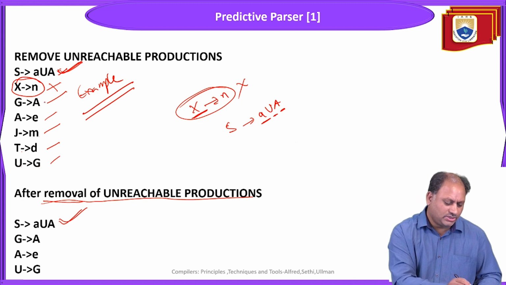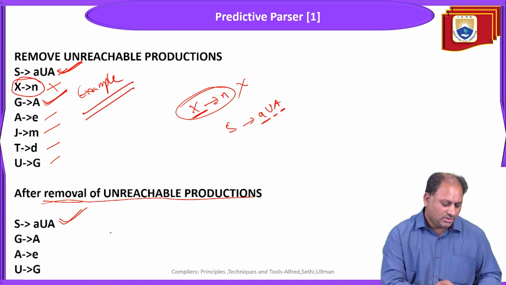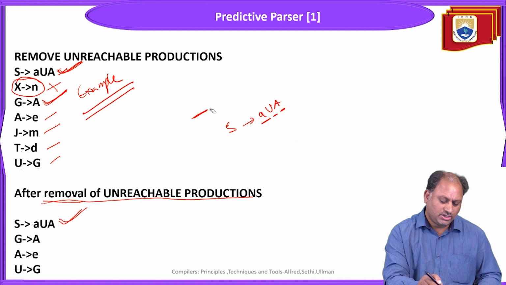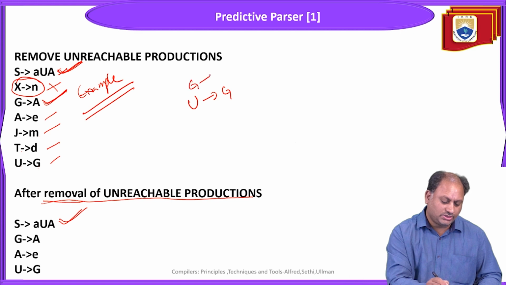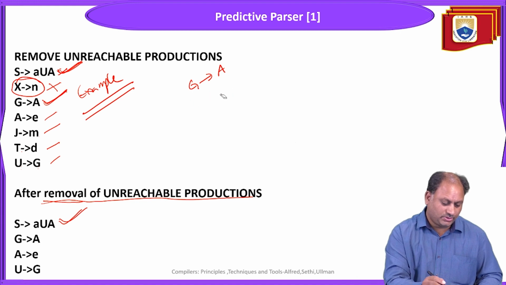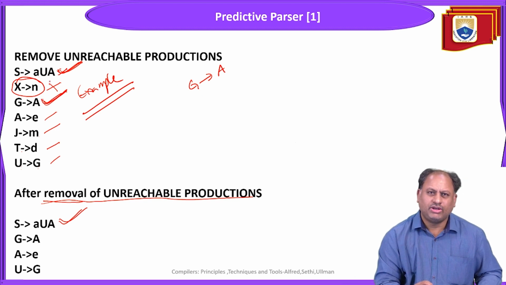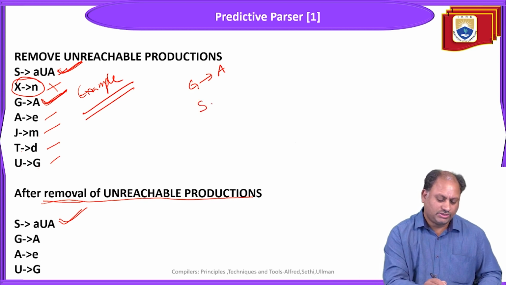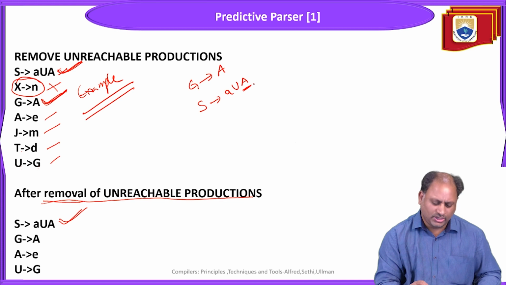And capital G derives A holds good. Why? Because here U derives G and G derives A. So this production we can use. That is why capital A, which is available on the right hand side of the starting production, S derives small a capital U capital A, is a non-terminal available on the right hand side.